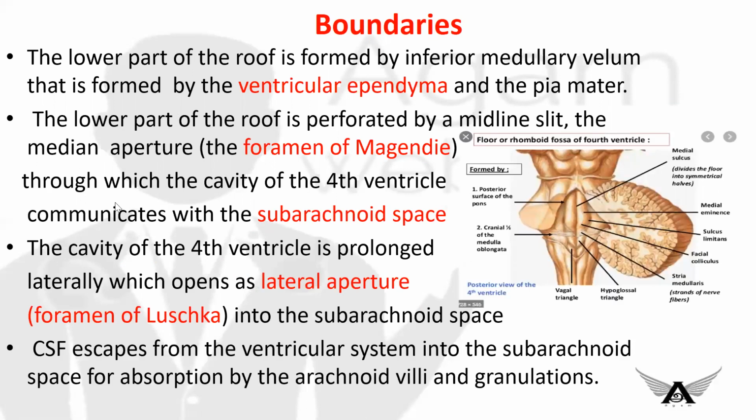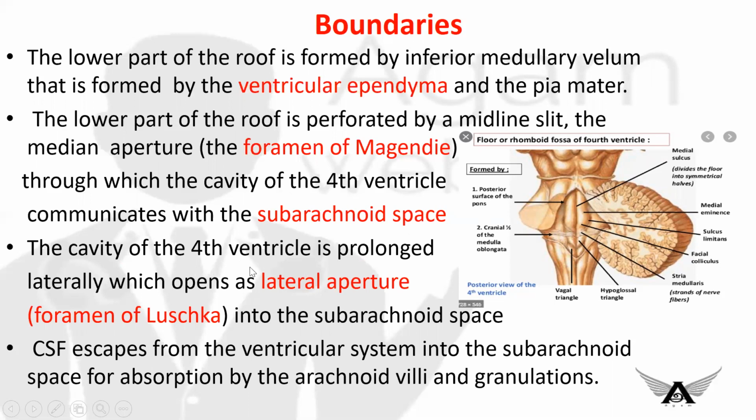The lower part of the roof is perforated by a midline slit, the median aperture called the foramen of Magendie. These are important foramina that help the escape of CSF from the fourth ventricle into the subarachnoid space. The upper part of the roof is formed by the superior medullary velum, the lower part of the roof by the inferior medullary velum. The lower part of the roof has one midline slit, a median aperture called the foramen of Magendie, through which the cavity of the fourth ventricle communicates with the subarachnoid space. So the CSF from the fourth ventricle goes into the subarachnoid space through the foramen of Magendie. It is an important PG question also. The foramen of Magendie is located in the fourth ventricle.